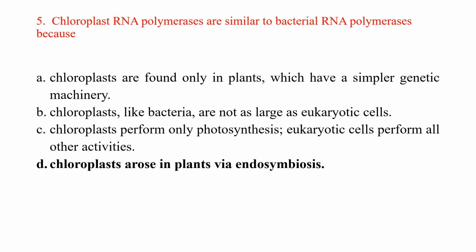So we know obviously with chloroplasts and mitochondria, these were thought to be bacteria that infiltrated other cells and basically created a symbiotic relationship within the cell. First the mitochondria, and then second the chloroplasts. The other answers here, again going by true-false statements. As we know, chloroplasts are just as complex as other pieces of genetic machinery within the cell. We know chloroplasts are not as large as eukaryotic cells, but it's a nonsense statement. And of course, chloroplasts perform only photosynthesis, whereas eukaryotic cells perform all other activities. This does not factor into any differences or similarities with different RNA polymerases.